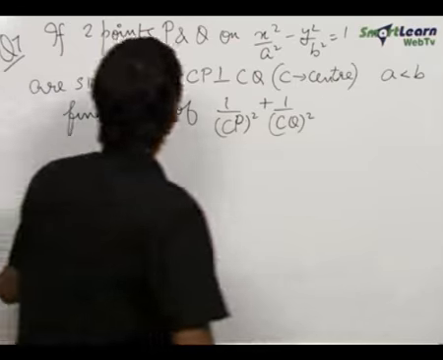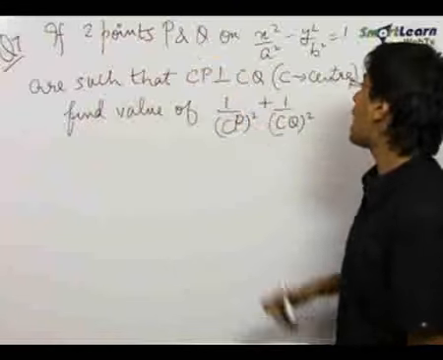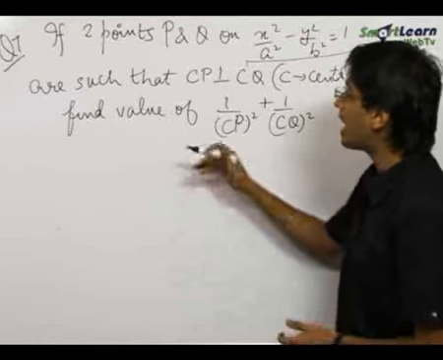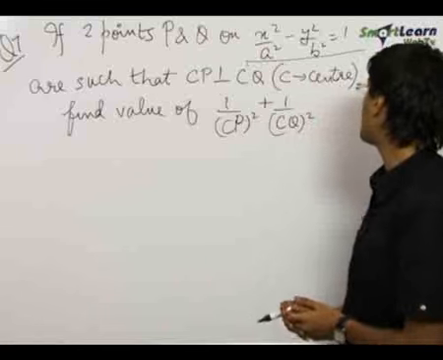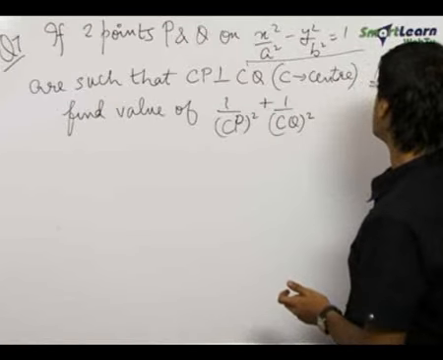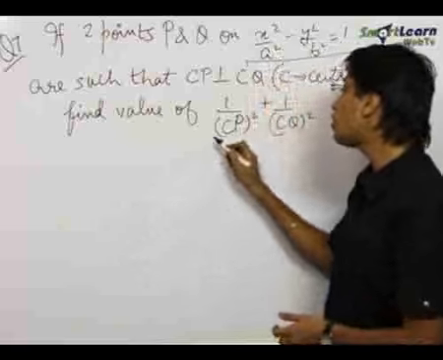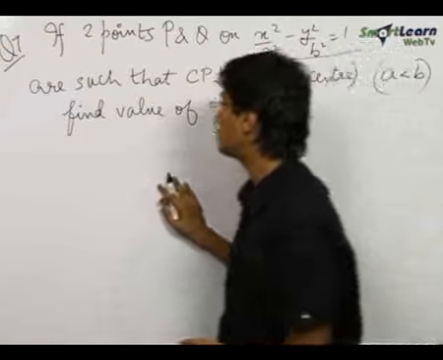In our next problem, we are given that there are 2 points P and Q on the hyperbola x square by a square minus y square by b square equal to 1, such that CP is perpendicular to CQ, where C is the center of the hyperbola and a is less than b. Then we need to find the value of 1 upon CP square plus 1 upon CQ square.